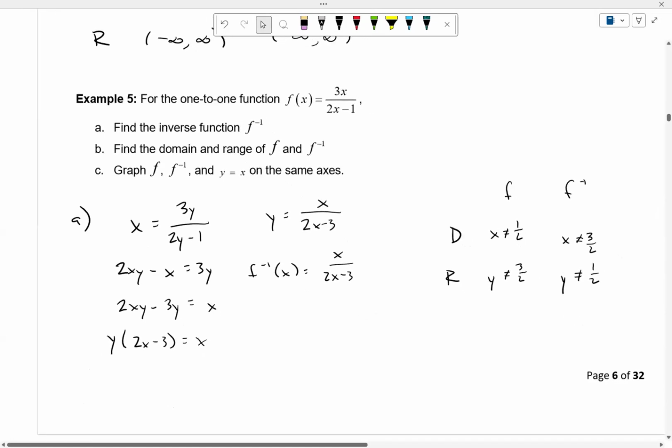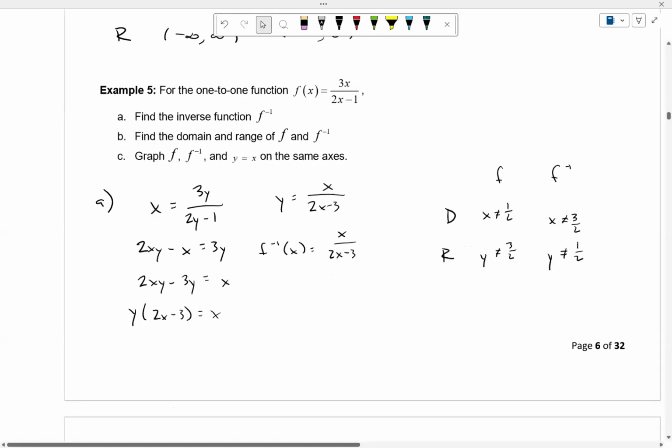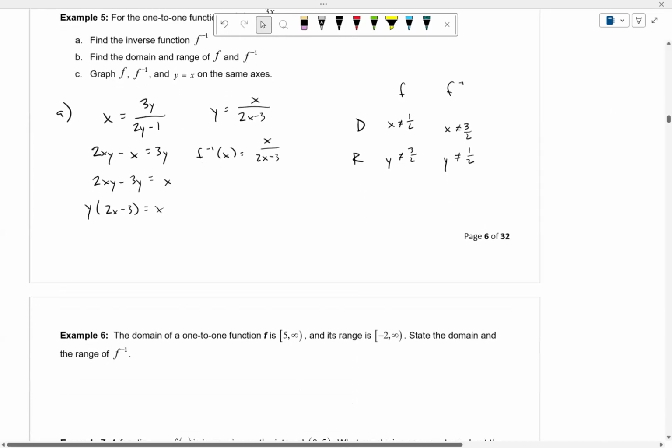Did you graph them? Yeah, it's a little bit hard to see the reflection over the y-axis with all these branches going on. But I trust that you could graph them. If you have a hard time, do something about it.